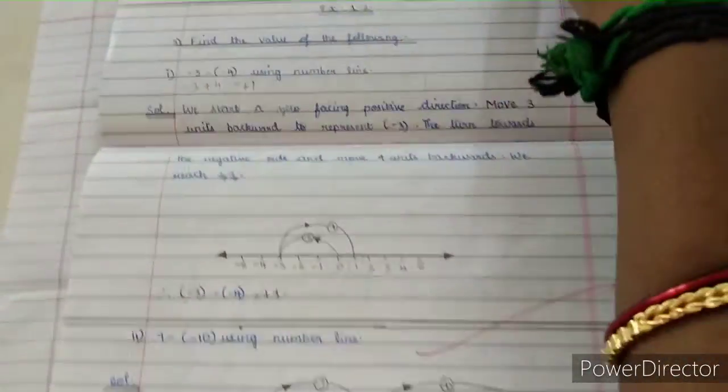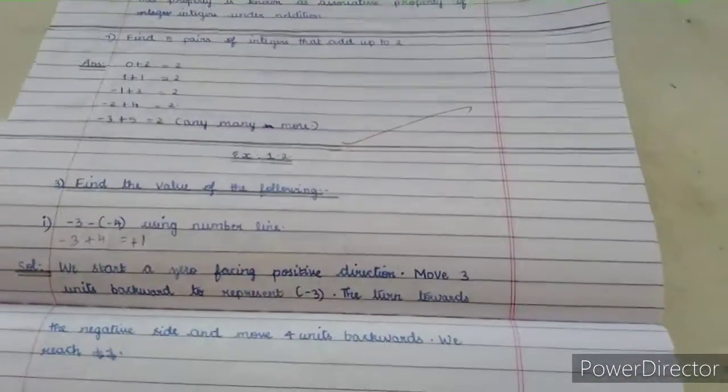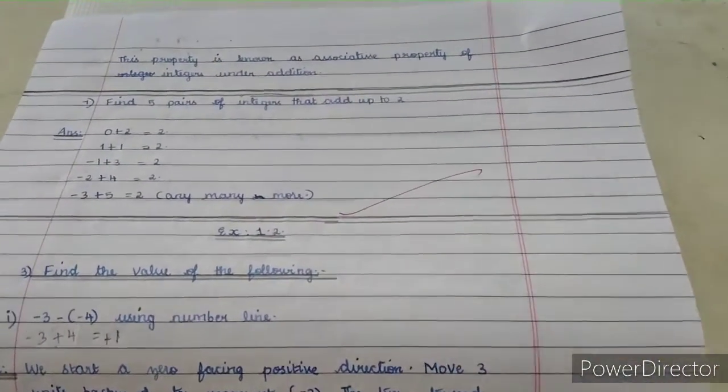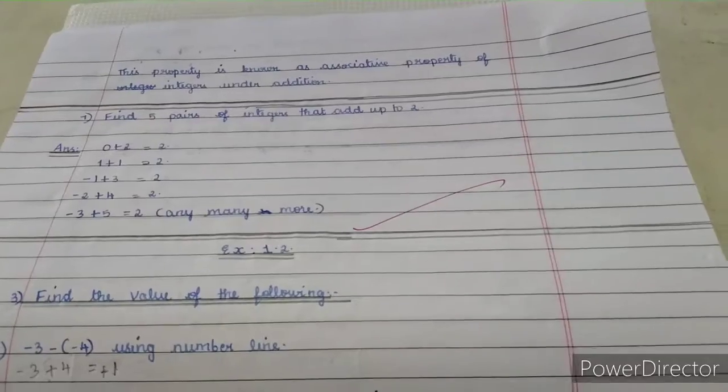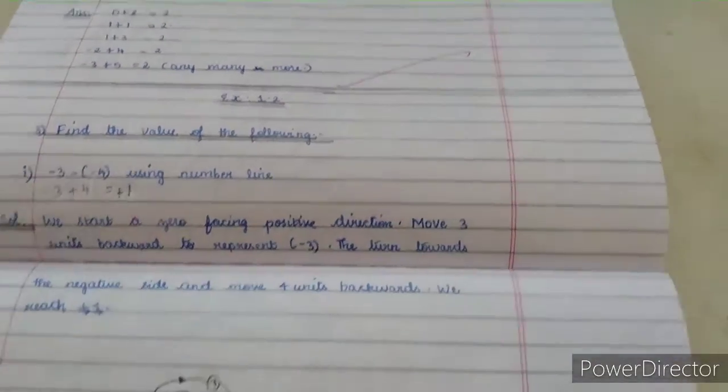The simple sums in the other exercise we will work out and see, same like the previous exercise where we did the addition of integers. In exercise 1.2, we are going to solve the sums by using subtraction of integers.